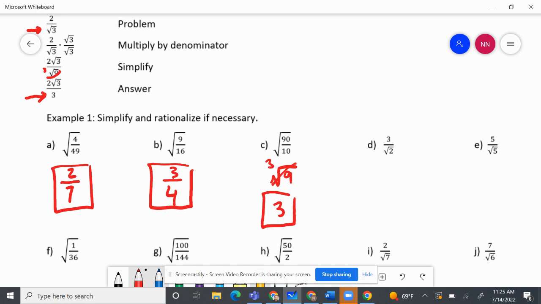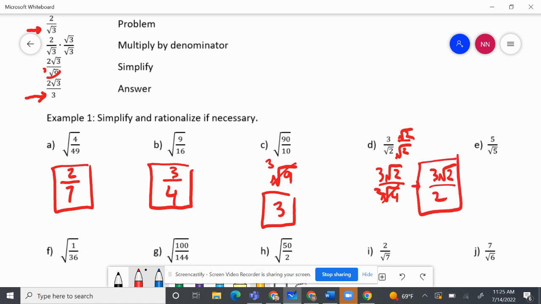Now, D and E, this is where we're getting into the rationalizing. I'm going to multiply the top and the bottom by the square root of 2. And that gives me 3 square root of 2 over the square root of 4. And we know the square root of 4 is 2. So we have the answer 3 square root of 2 over 2.